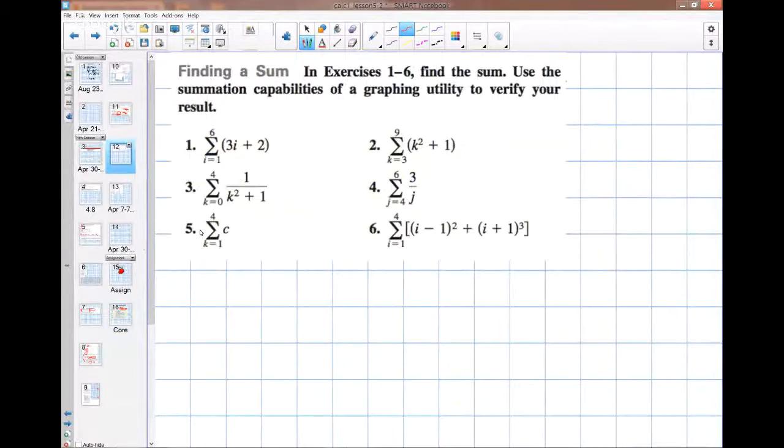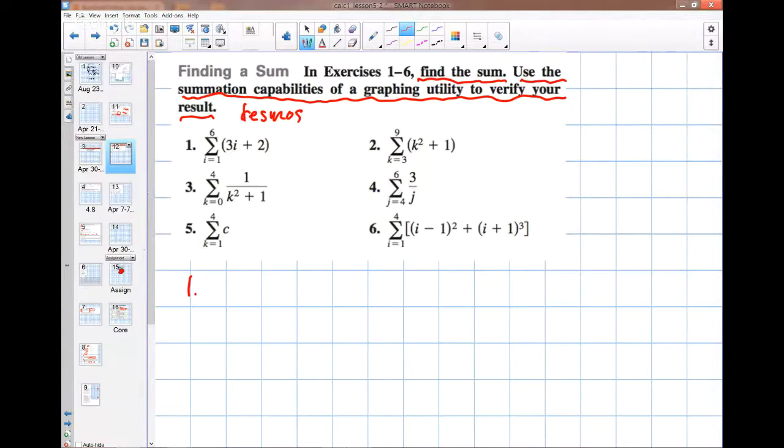You notice how it says find the sum, and then it says use the summation capabilities of a graphing utility to verify answer. That I'm going to show you in Desmos. Okay, so let's take number 1. You're supposed to add up 3i plus 2 when i equals 1 and counting up to 6. So when it's 1, 3 times 1 is 3 plus 2 is 5.